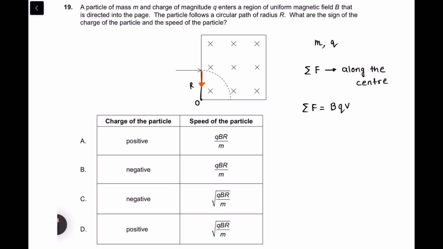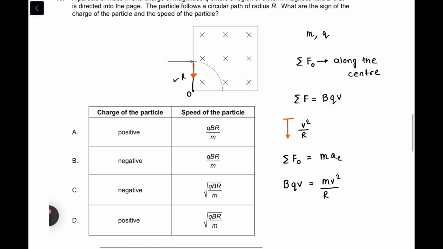Now what will be the acceleration along the center? We know that the acceleration along the center will be directed towards the center, and the acceleration would be v square by r, the centripetal acceleration. So over here, the summation of force along the center O is equal to mass into the acceleration along the center O. So BQV will be equal to mv square by r, calling the radius r.